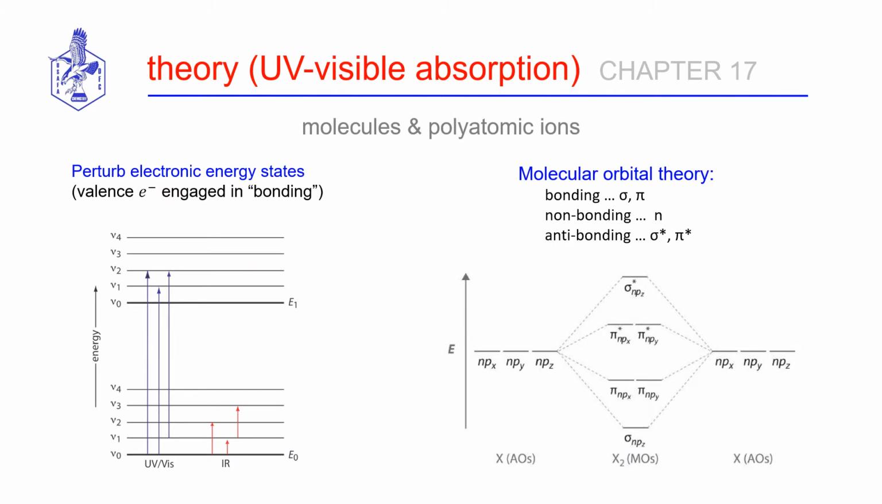So we are going to look at the theory of operation of the technique known as UV visible absorption spectroscopy. This is a technique that's particularly useful for getting information about molecules, structural features within those molecules, and polyatomic ions. We are perturbing electronic energy states. These are the energy states of valence electrons.